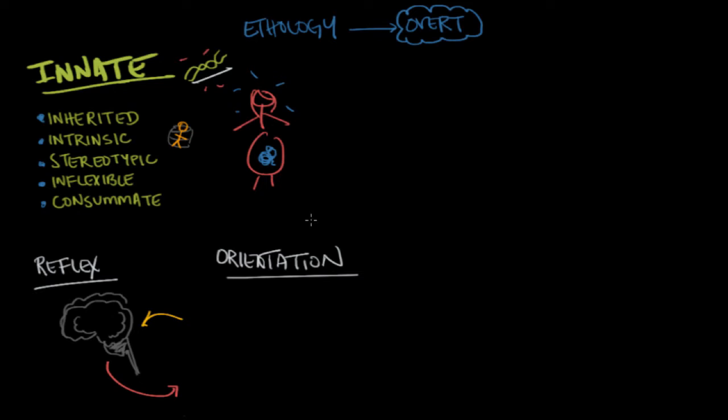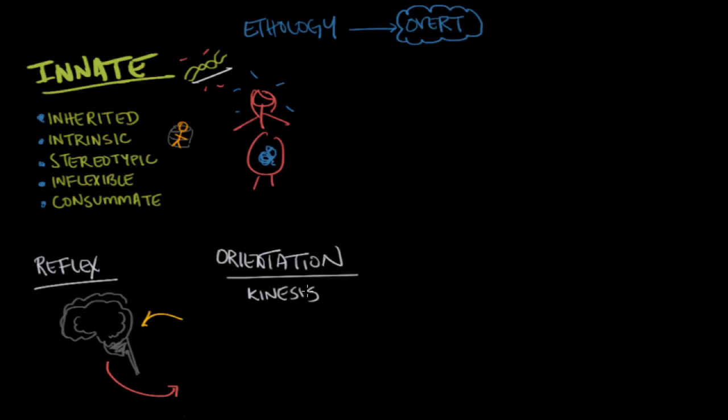And one example of this would be kinesis. Kinesis involves a change in speed or a change of rate in turning. So a change in speed would be orthokinesis, and a change of rate in turning would be clinokinesis. But this is in response to stimulus. So you can imagine tripping on a sidewalk and your body naturally changing the speed of your fall or momentum, and that would be an example of kinesis.